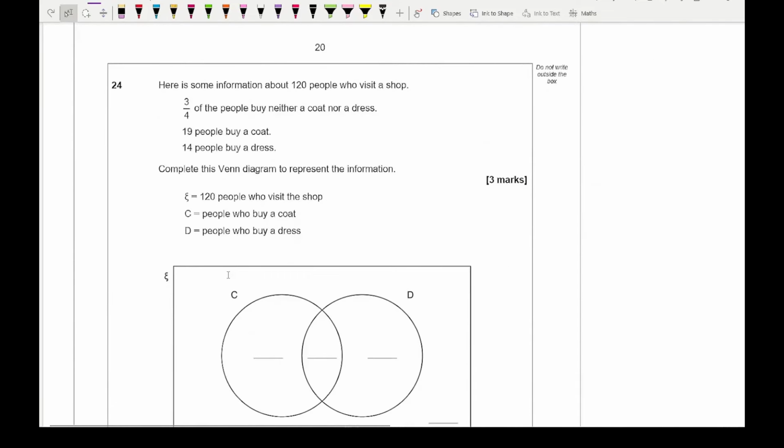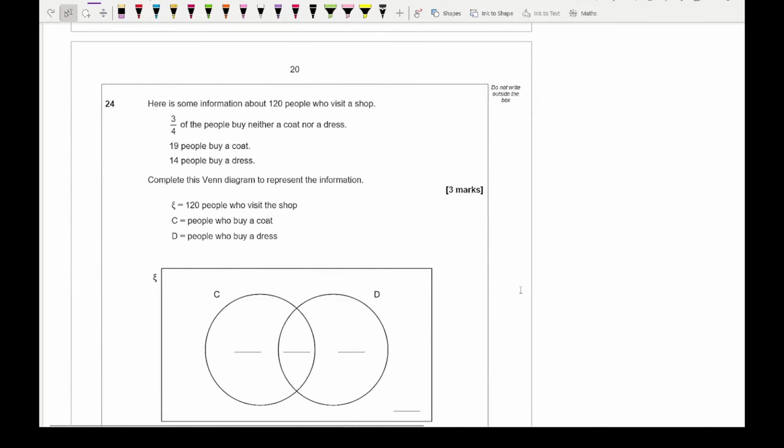Moving on to question 24, it says, here is some information about 120 people who visit a shop. 3/4 of the people buy neither a coat nor a dress. 19 people buy a coat and 14 people buy a dress. And it says, complete the Venn diagram to represent the information. So let's have a look at this. Let me just zoom out so we can see the whole Venn diagram.